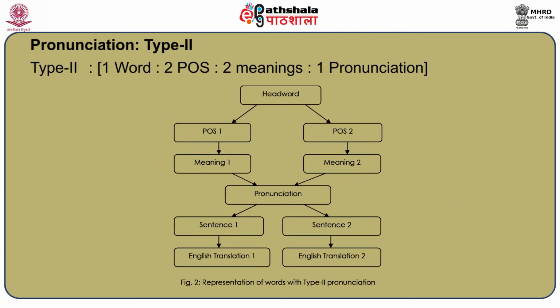Pronunciation type 2. There are also a good number of words which may belong to the type 2 pronunciation. Here, a single surface form of a word shows two parts of speech, two meanings, but just one pronunciation. Consider, for instance, Bangla words like kori, boli, pori, diye, etc., which belong to this type. For illustration, let us count the word diye to represent one orthographic form, two parts of speech, two meanings, but one pronunciation.